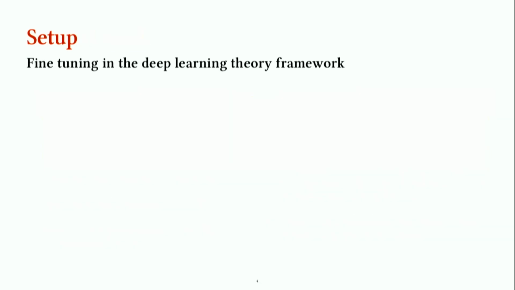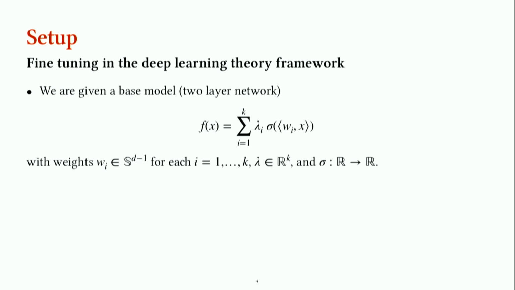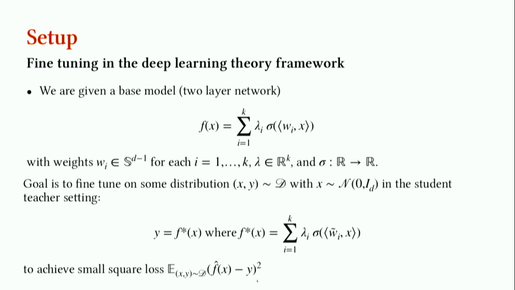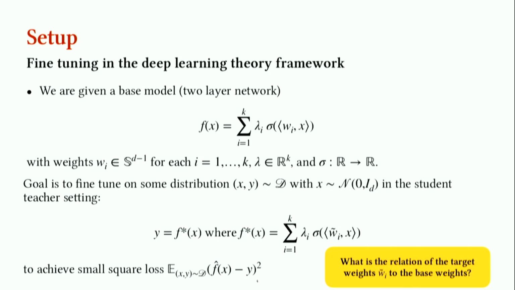For that, since two-layer networks are well studied, we consider this natural setup where you have a two-layer base network with feature dimension D and width K, with weights that are normalized, and you know this base model. The goal is to fine-tune on some distribution given by a teacher model, where X is Gaussian and Y is labeled by this teacher network, which is also a two-layer network. A priori, if you don't make any assumptions on the W_i for the target model, this isn't very meaningful, because what's the relation between your base model and the target model?